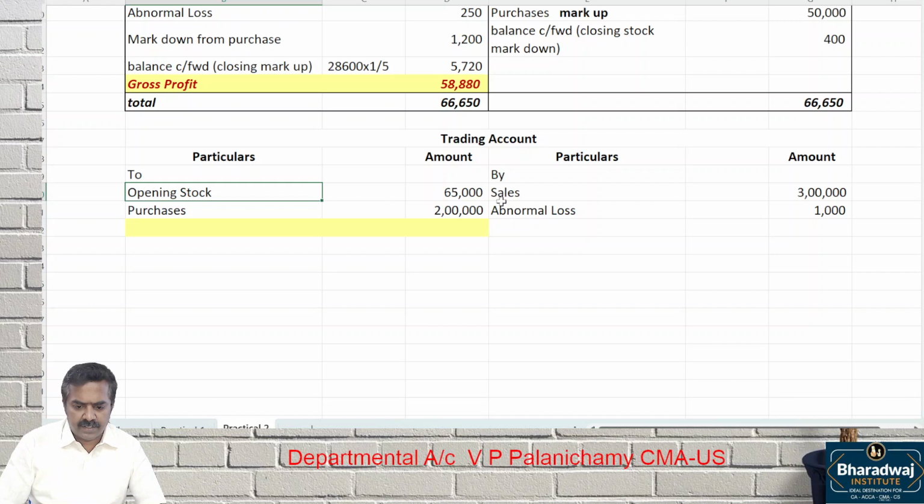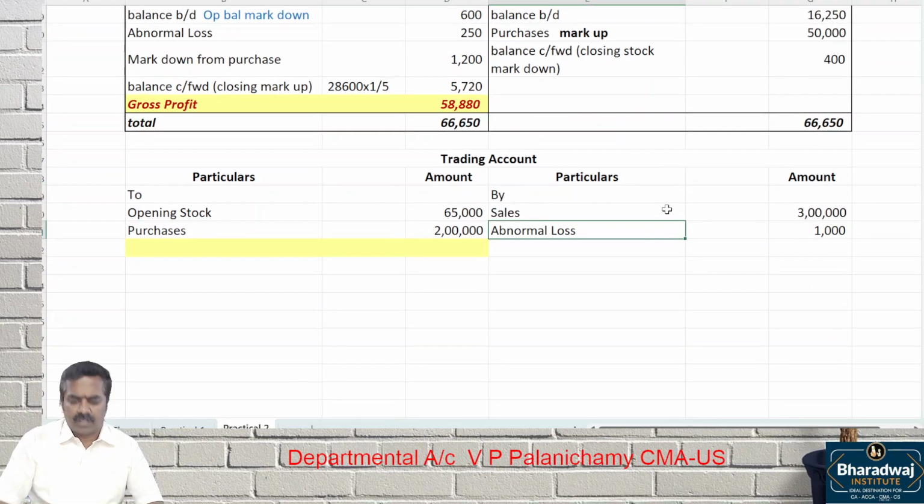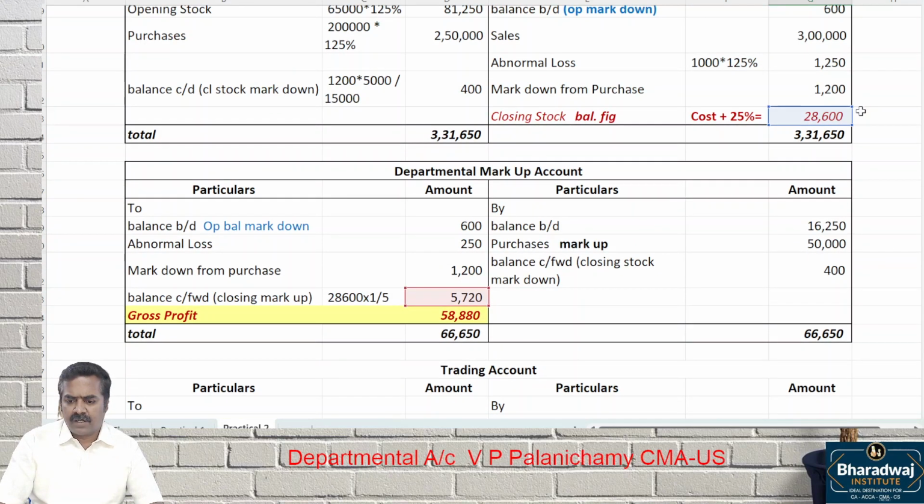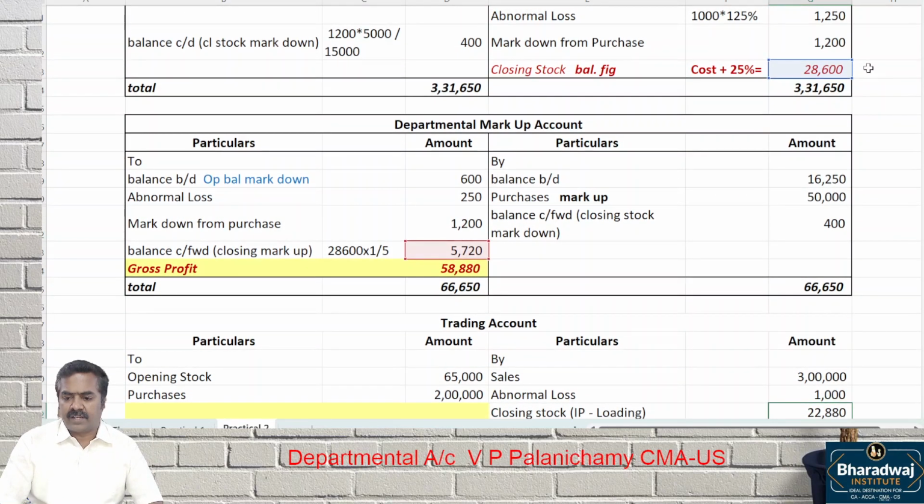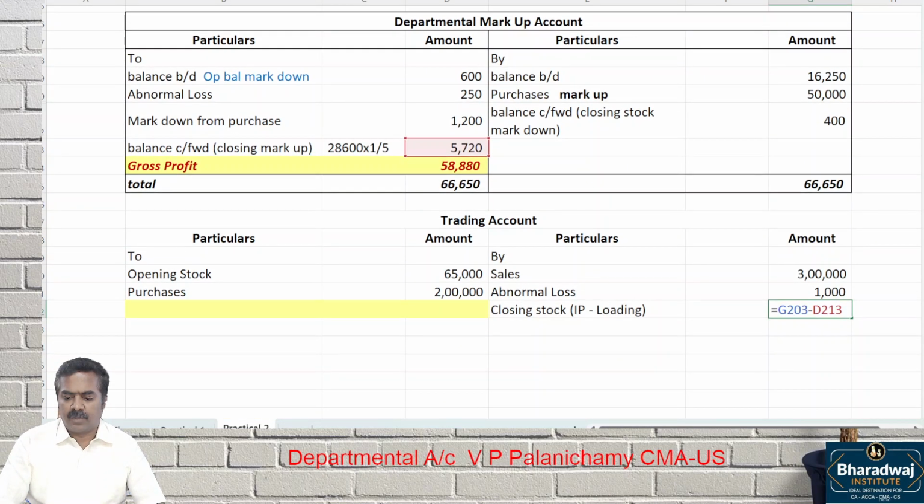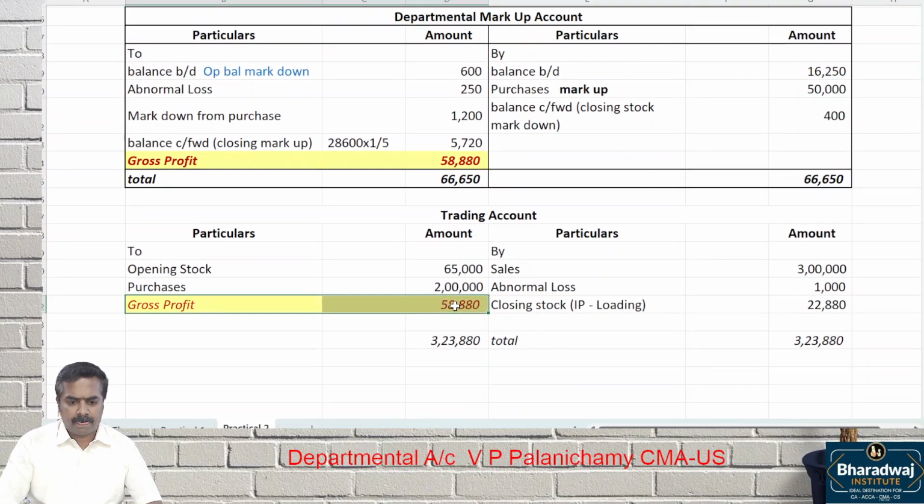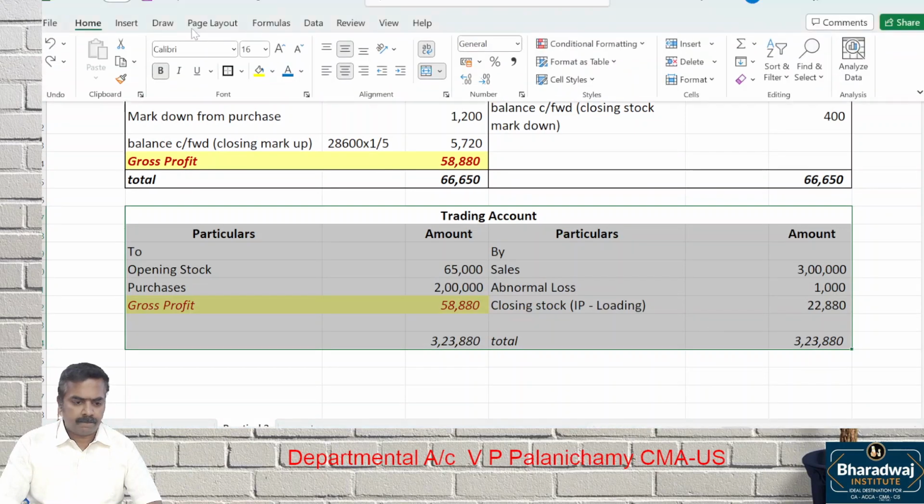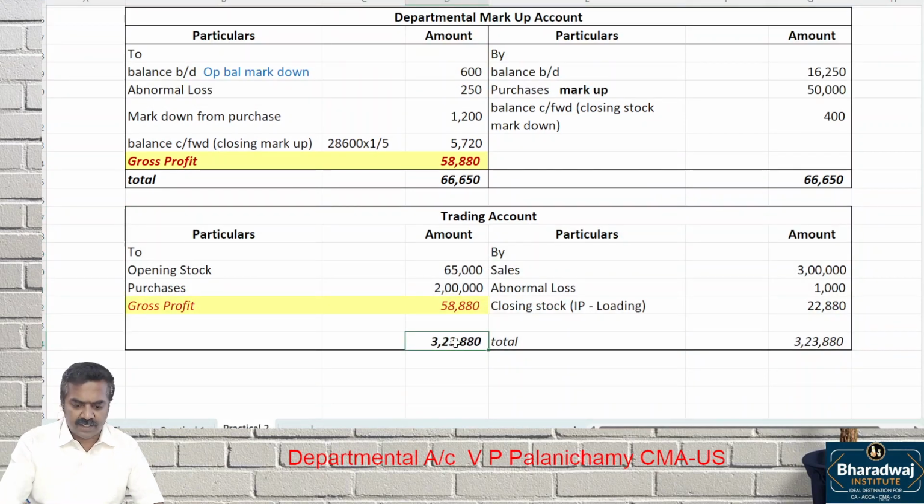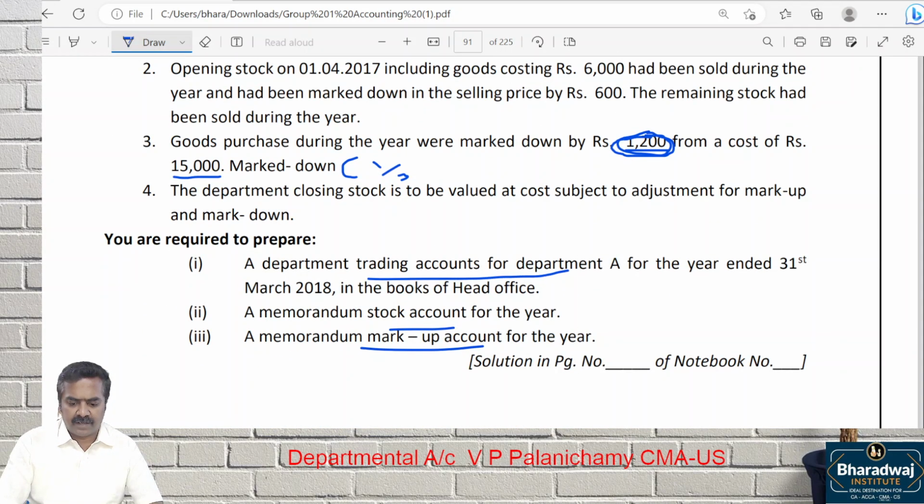Opening stock, purchases, sales, abnormal loss இருக்கு. Closing stock ஓட cost equivalent how to find out? Simple. Invoice price minus loading. What is invoice price? 28,600 minus the profit is how much? 5,720. 28,600 வந்து cost plus 25%. In that markup is how much? 1/5 less பண்ணா you will get cost of the stock. 22,880. Tally பண்ணுங்க. You will get how much? Gross profit how much? 58,880. It is asked in the question also. Separate departmental trading account.